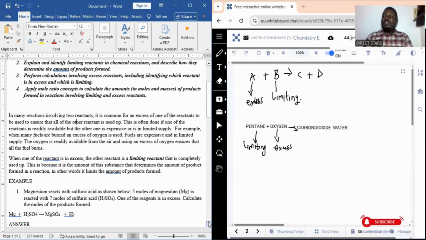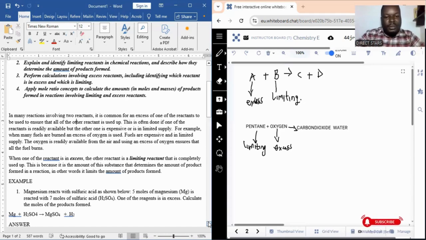Even with the presence of so much oxygen in the atmosphere, the car will still stop because the limiting reagent or reactant has been completely used up. So these are the two indicators that show what the limiting reagent in a particular reaction is.